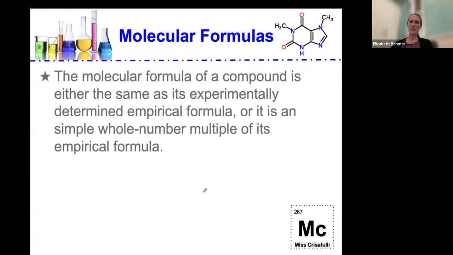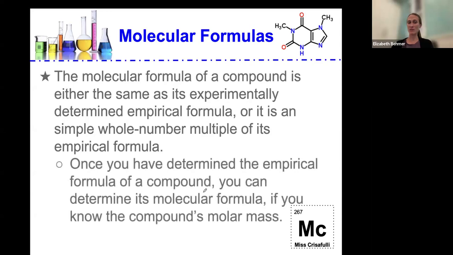Then the molecular formula of a compound is either the same as its experimentally determined empirical formula, or it is a simple whole number multiple of its empirical formula. So once you have determined the empirical formula of a compound, you can determine its molecular formula if you know the compound's molar mass.